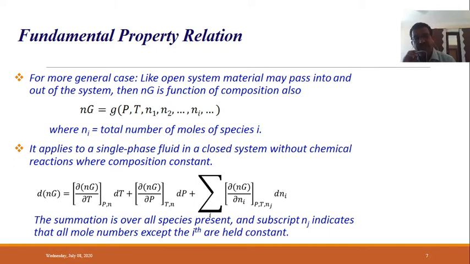And then the last term deals with change in composition. That means if you change the number of moles of a particular species, we have to see the effect of that change in number of moles on the Gibbs energy change, or Gibbs energy present. So keeping pressure, temperature and number of moles of other species constant.